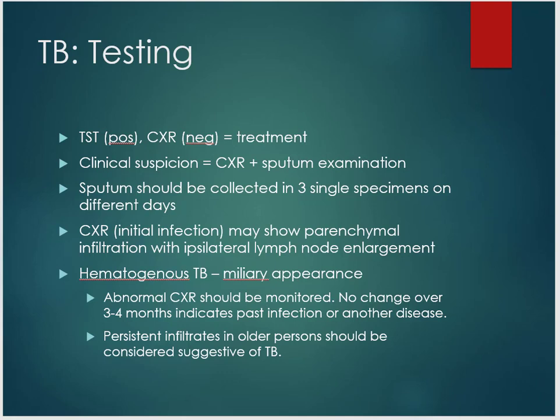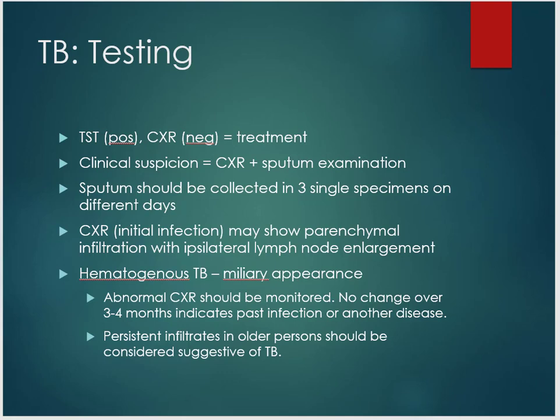Your chest x-ray, if for initial infection, may show some parenchymal infiltration with same-sided lymph node enlargement. If you're concerned that your patient may have TB, it's also important to educate them on who they are around and the exposures that they might have already given.